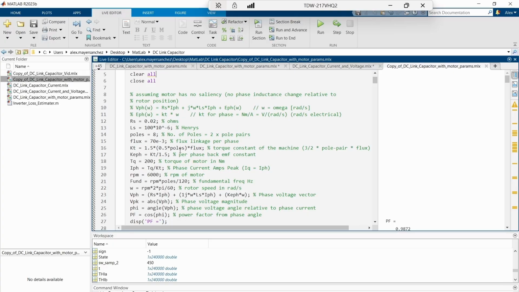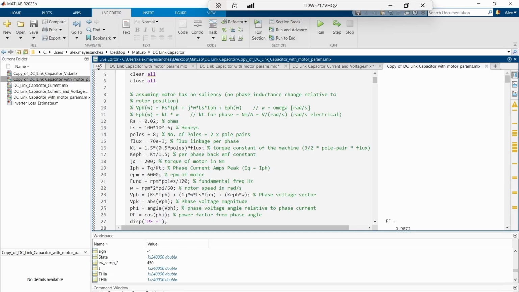IQ current. And then this is a back EMF constant, which isn't necessarily a standard thing, but this constant is going to give us, based on the rotational speed of the motor in radians per second, what the back EMF voltage of one phase is going to be due to the speed of the motor. And then we're going to input parameters.